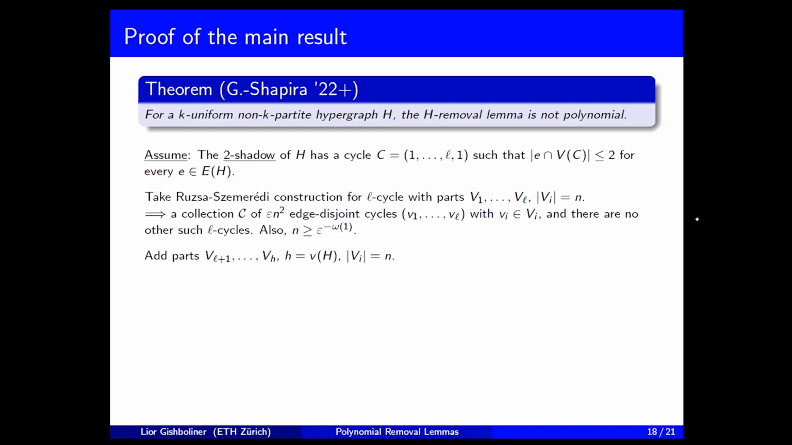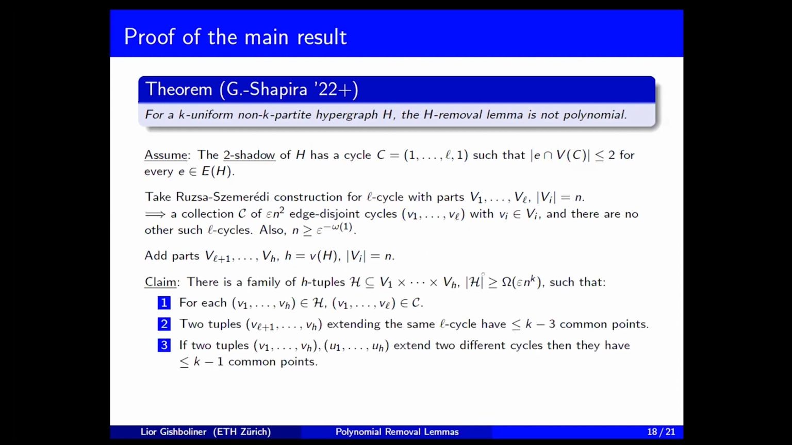Good. So now we want to add more parts. Let's denote by small h the number of vertices in big H. So we want to have h parts. In the end, we want to take copies of H that have one vertex in each part. So we add the remaining parts, also of size n. And now we want to have some family of h-tuples on which we put copies. So I want to tell you on which h-tuples we want to put the copies. This claim tells us that there is a family of h-tuples with some nice properties. So here are those properties.